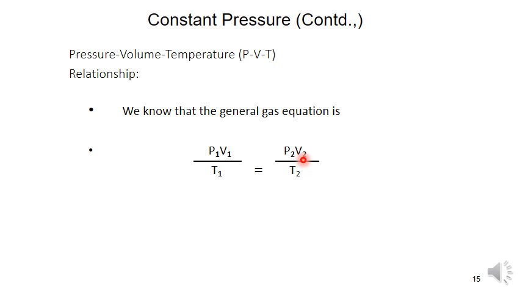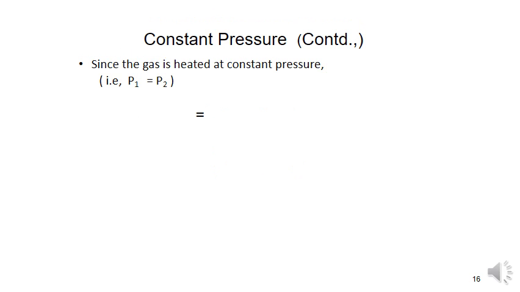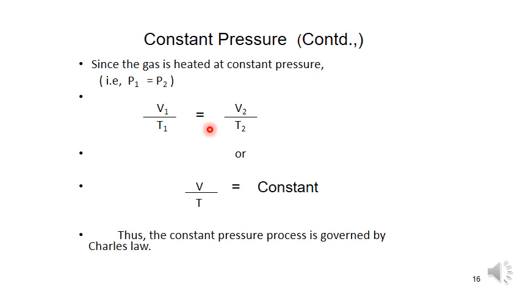So the equation of state from 1 to 2 can be written as V1 by T1 is equal to V2 by T2, since the gas is heated at constant pressure, P1 is equal to P2. Here the volume is directly proportional to the temperature. As the volume increases, temperature increases; as the volume decreases, temperature decreases. So V is directly proportional to T. The constant pressure process is often called an isobaric process, and V by T is equal to a constant.